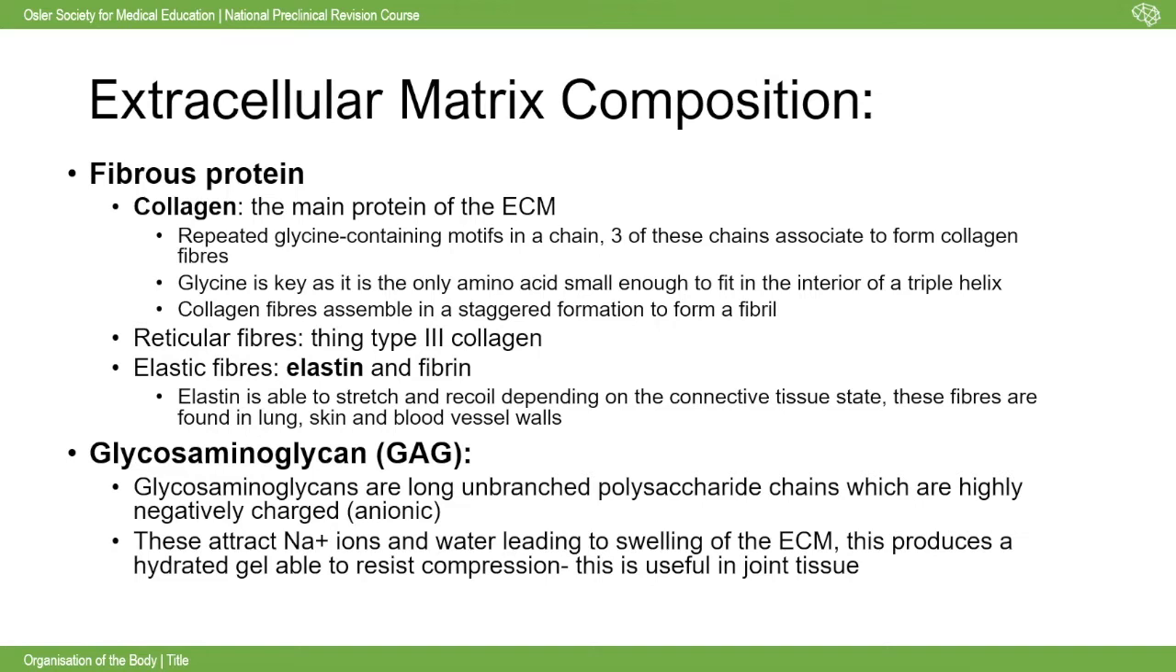So now looking at our elastic fibers, elastin is able to stretch and recoil depending on the connective tissue state, and you'll have associations through junctions between these fibers, which are found in the lungs, skin, blood vessel walls, etc., where you need a high degree of elasticity. Such as in blood vessel walls, you'll need elastin to be able to withstand high blood pressures and be able to deform, but then be able to retain shape after the deformation occurs.